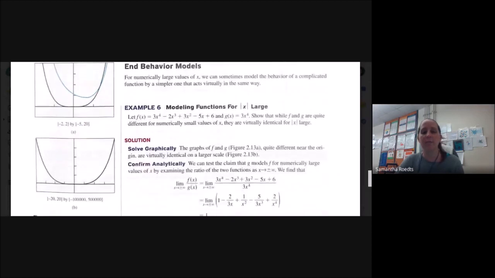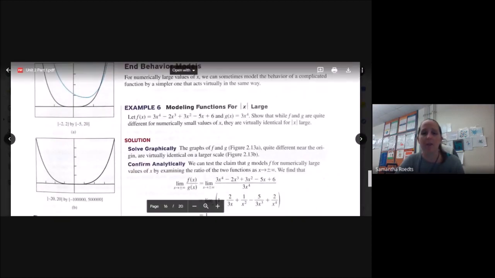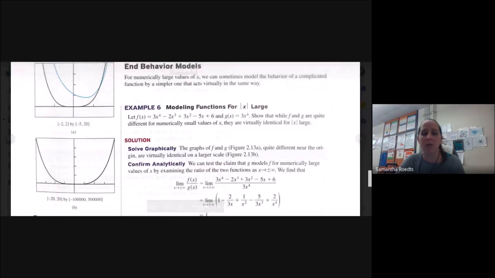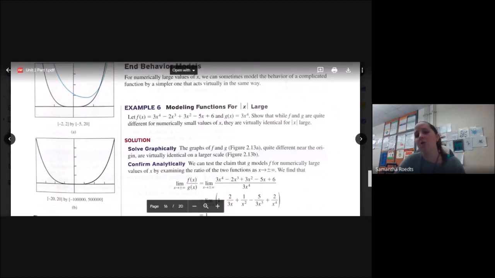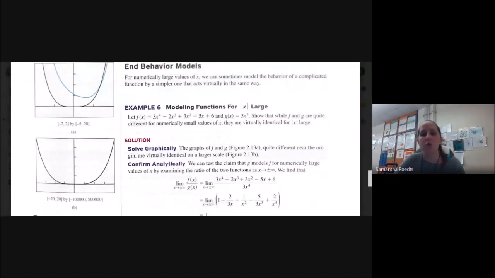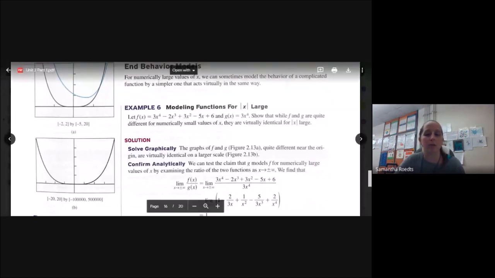So example 6, modeling functions for the absolute value of x large. I'm going to let f of x equal 3x to the fourth minus 2x cubed plus 3x squared minus 5x plus 6, and g of x equal 3x to the fourth. Show that while f and g are quite different for numerically small values of x, they are virtually identical for large ones. Okay, so I can solve this graphically.